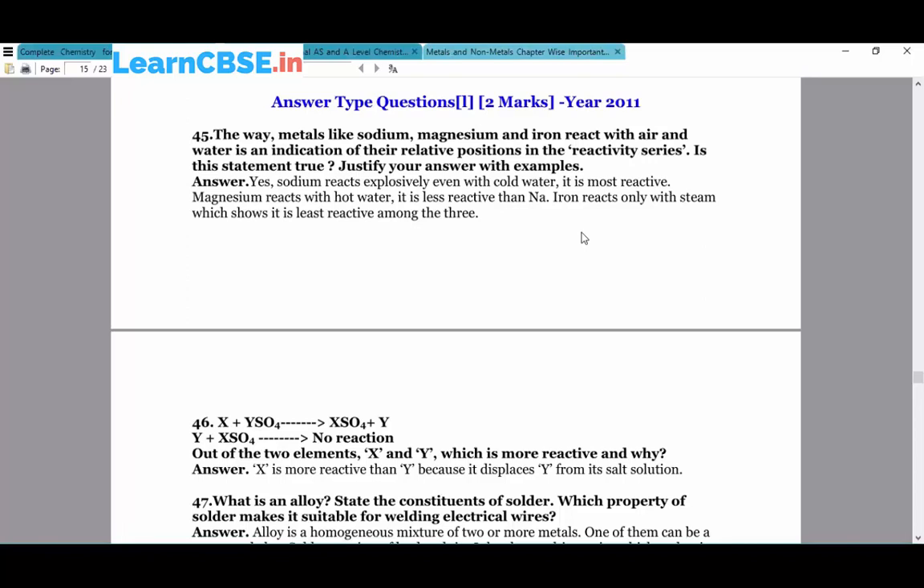Yes. Sodium reacts even with cold water, so it is the most reactive one. Magnesium reacts with hot water, so it is less reactive than sodium. Iron reacts only with steam, which shows it is the least reactive among the three. Steam means hot vapour, so heat is needed for the iron to react.